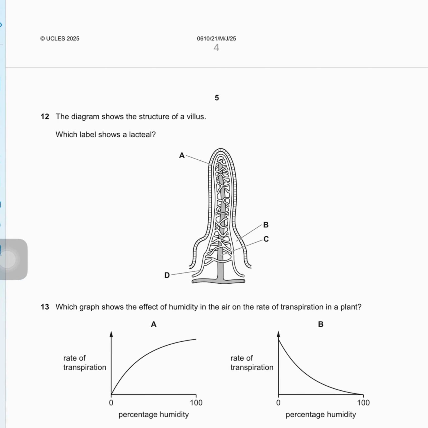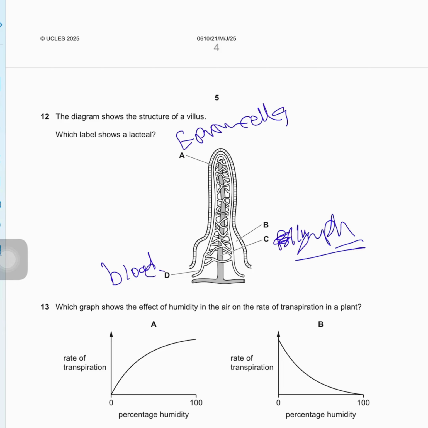The pH needed is alkaline, so the answer is C. Question 12. This is a villus, very, very important to know this part. So A is epithelial cells, D is blood capillaries, and C is the lymph vessel. It is the lymph. So which is the lacteal? Which shows the lacteal? Very easy, it's C. Number 13.